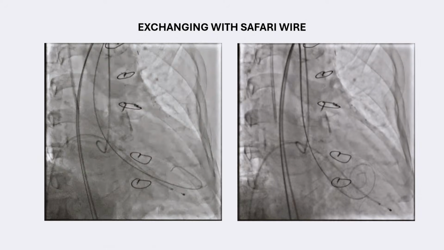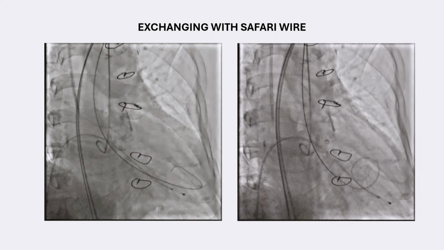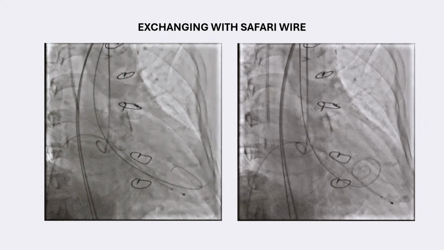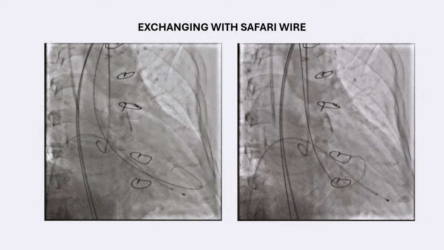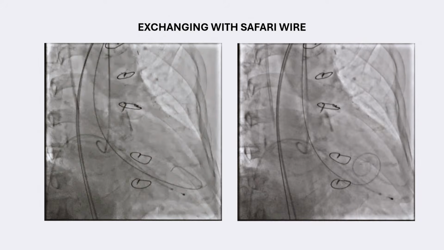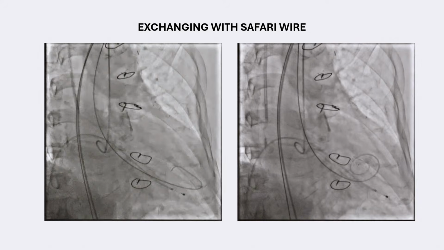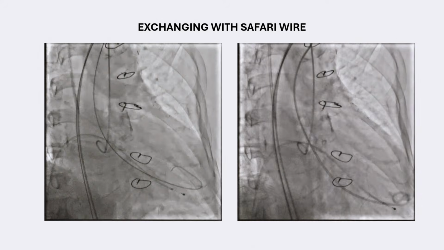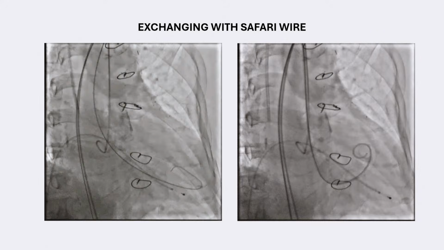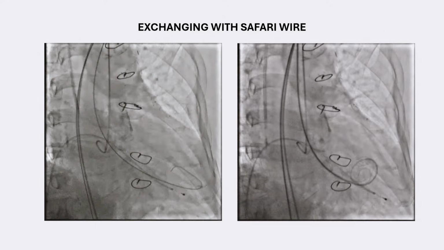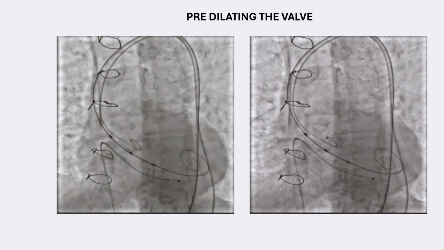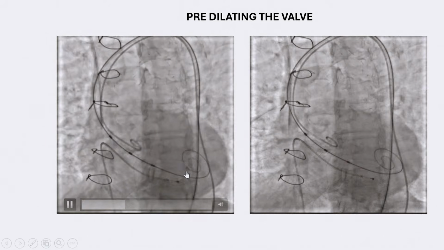So here we recorded the gradients. Gradients were around 35 millimeters of mercury, so we were not surprised that we are seeing low gradients here. The decision of treating the aortic stenosis doesn't change after this, because the patient was given some sedation. The gradients might come down, and as it's a low flow situation, the gradients might be down. Once things were inside, we pre-dilated the valve to create some space.